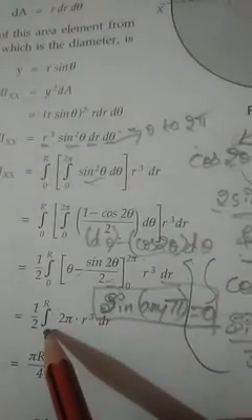Next, r cube into dr comes to the denominator as it is. Now we have to do the integration from 0 to r.